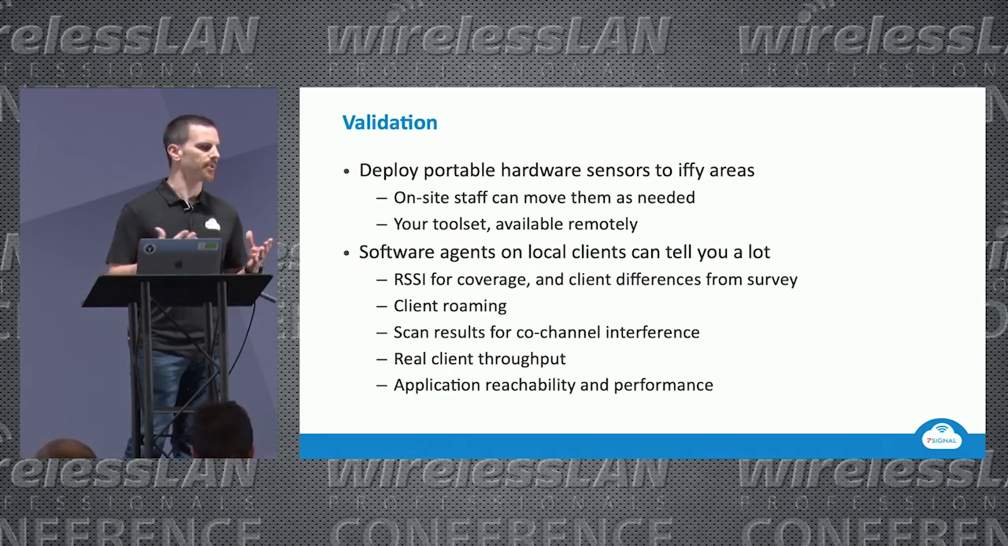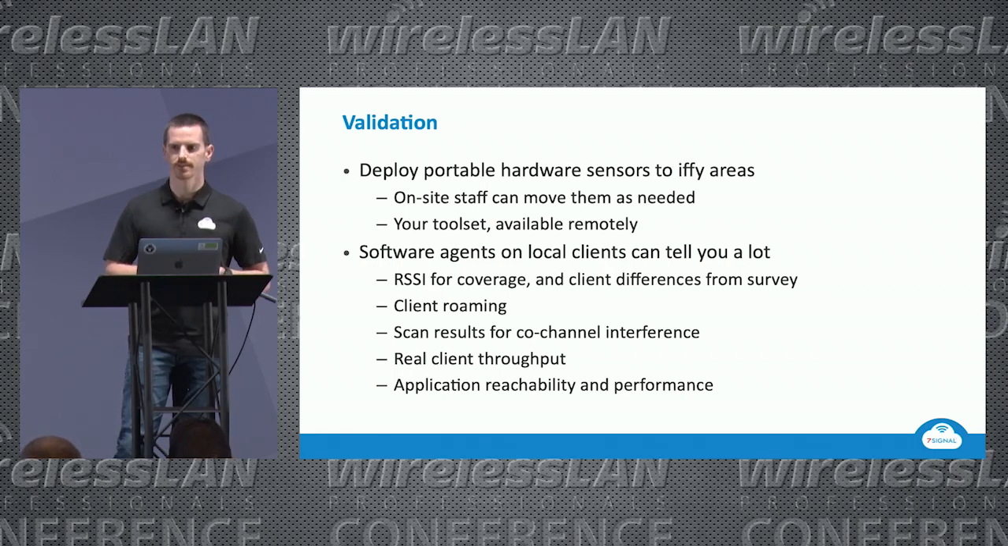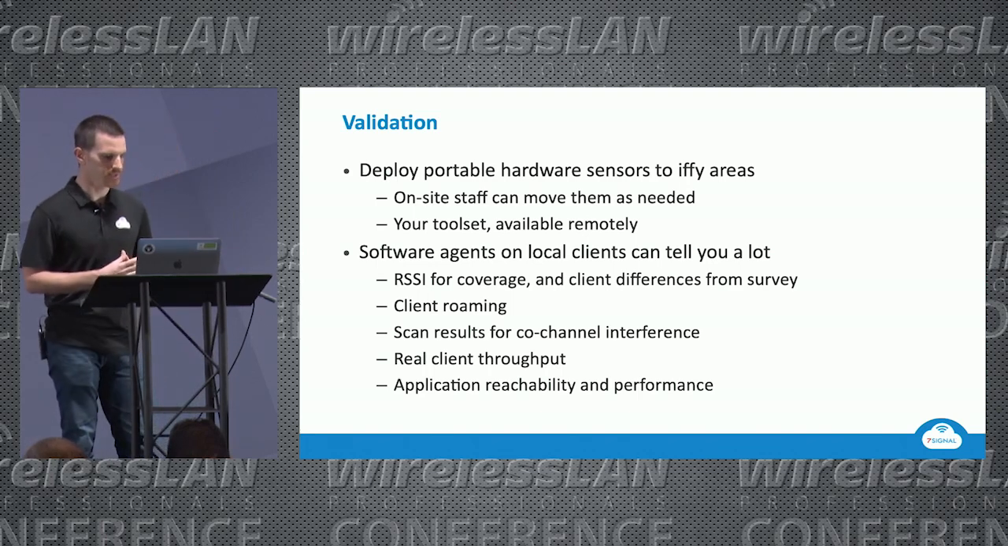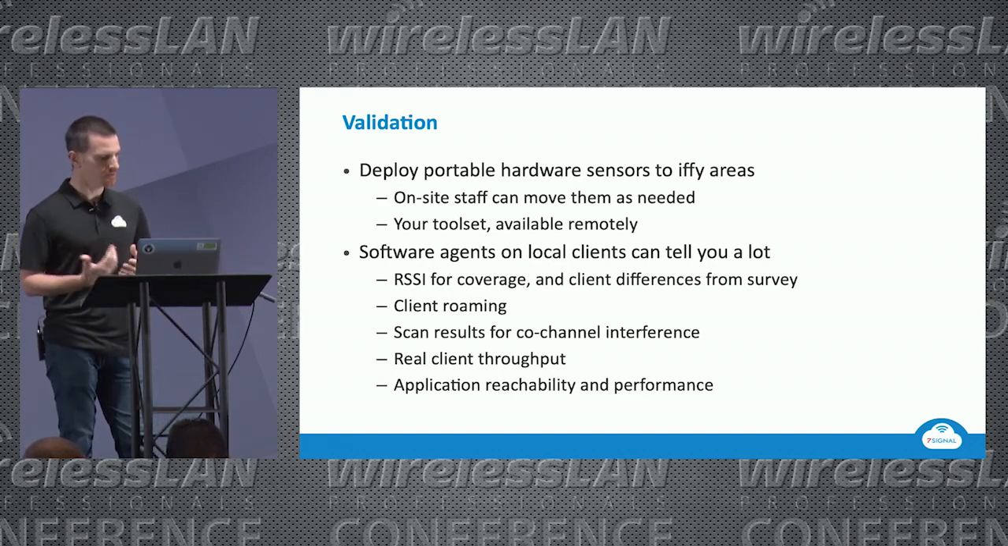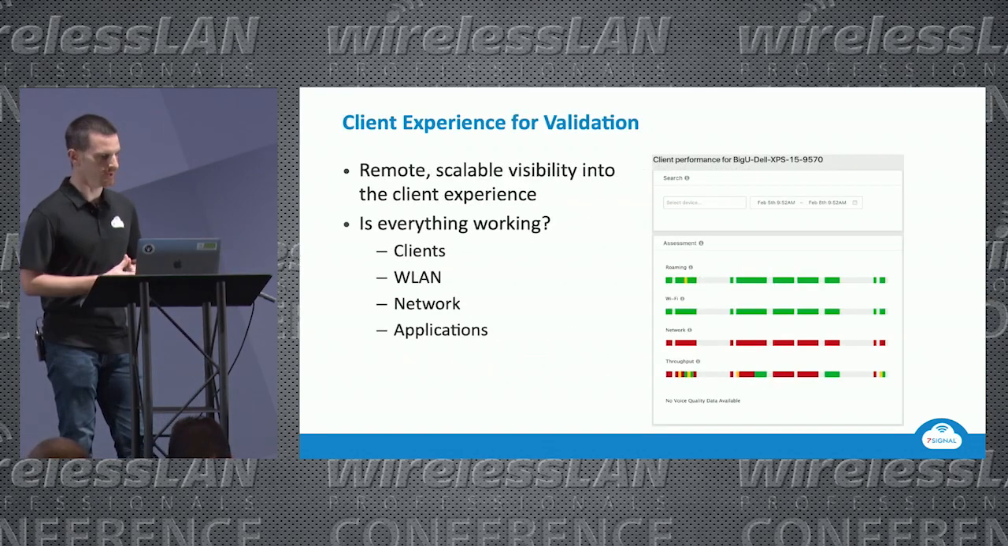Find out about their roaming performance, because that's client side, it's not infrastructure side, but if it's bad, that's going to be your fault, right? They're going to come asking you why we're having bad Wi-Fi experiences after the new design was implemented. Clients can tell you about co-channel interference too from their channel scan results, and we can tell what their throughput is and application performance as well.